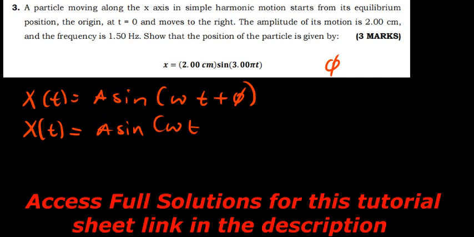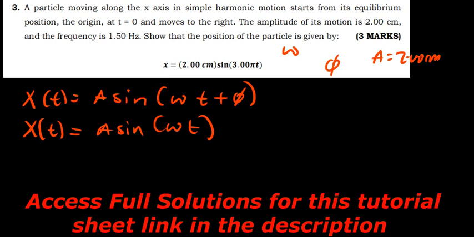So you are not going to include phi in that case. Now from the question here, we have been told that the frequency... what else don't we have here? We don't have what? Let's see. So we have the amplitude. We have the amplitude as 2.00 centimeters. Then again, we do not have W.